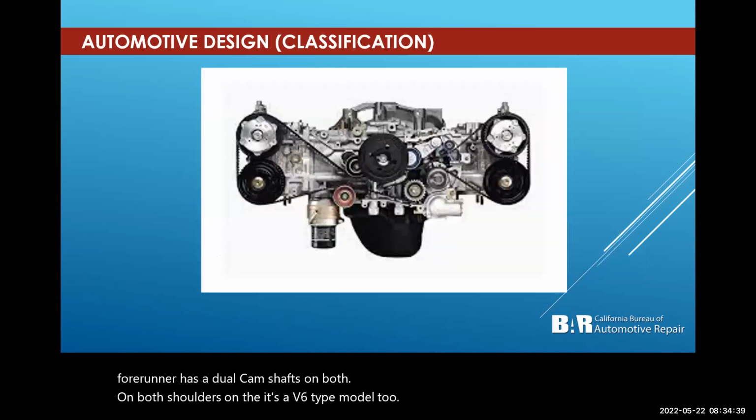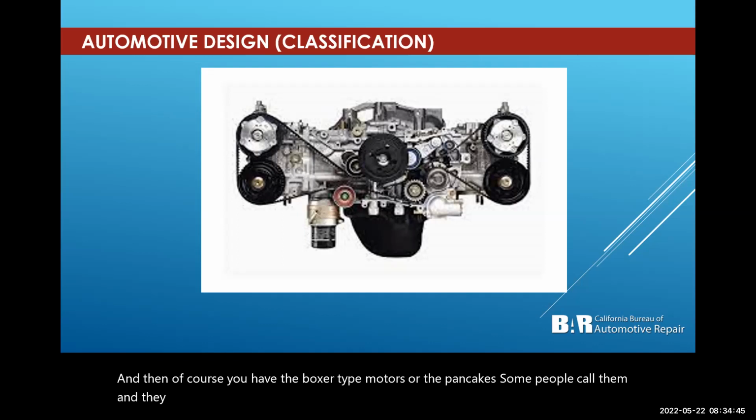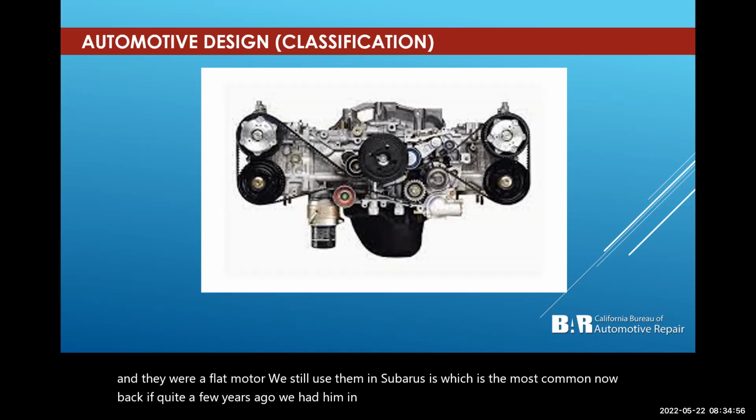And then of course you have the boxer type motors, or the pancakes, some people call them, and they were a flat motor. We still use them in Subarus, which is the most common now. Back quite a few years ago, we had them in the older VWs, and also the Corvair and some of the Porsches and like that.